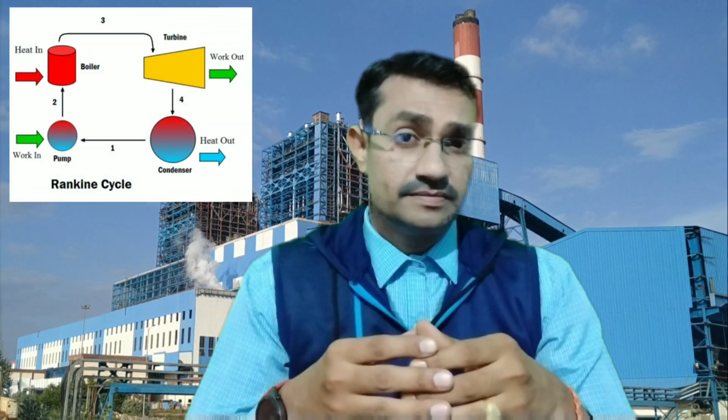In these power plants, steam is produced by burning some fossil fuel and then used to run a steam turbine. After the steam passes through the steam turbine, it is condensed in a condenser and again fed back into the boiler to become steam. This cycle is known as the Rankine cycle. You can see the chart on screen. So now we will know how a thermal power plant works.